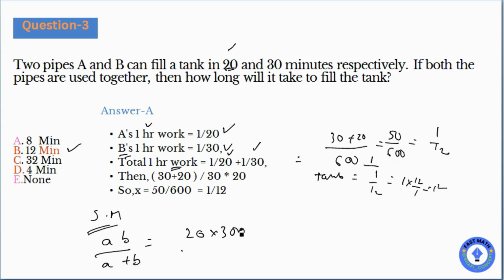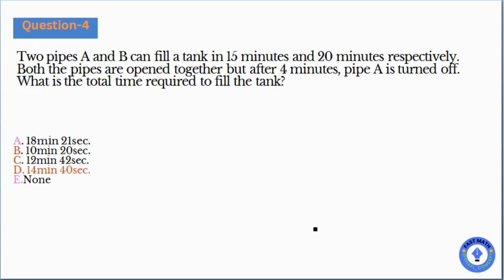Sorry, 30. This is 20 plus 30. This is 600 divided by 50. Answer is 12. Hope you have understood the strategy of how to solve such types of problems. Let's move to the next problem.